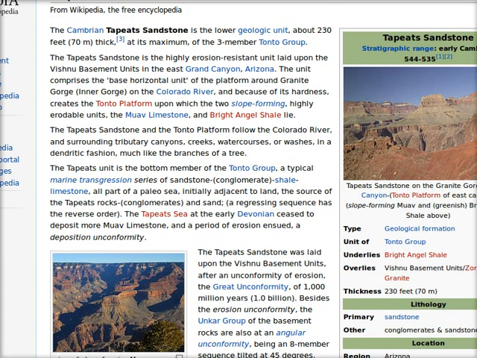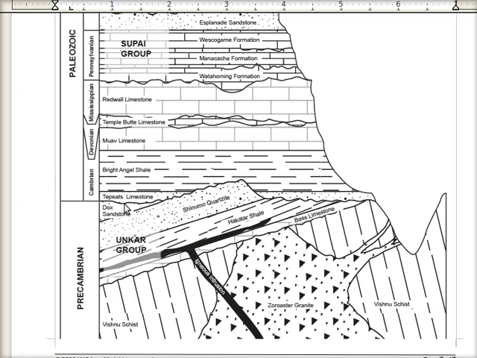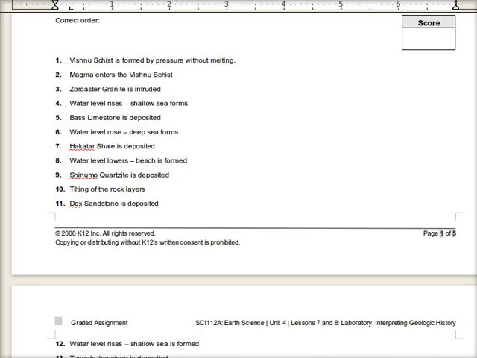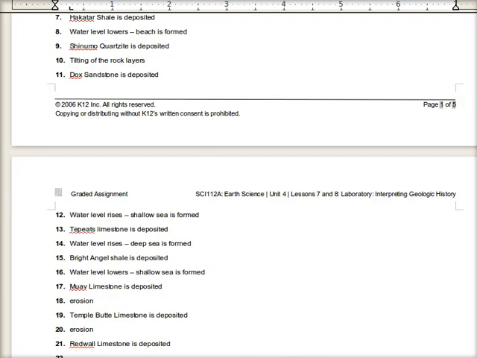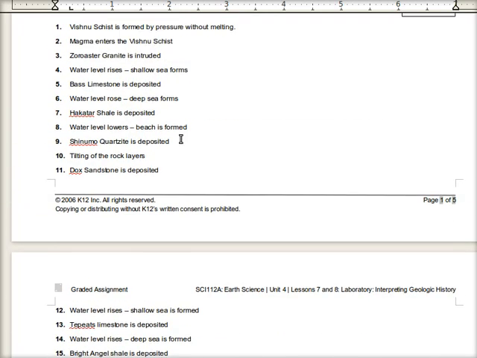This changes some things. If the T. Pete's is sandstone and not limestone, then the weather conditions really didn't change between the Dock sandstone and the T. Pete's sandstone. So let's go up and let's fix that. Where is the Dock sandstone? Here's the Dock sandstone. And we say the water level rose so that we could form limestone. But it's not limestone, it's sandstone. Let's put that there.